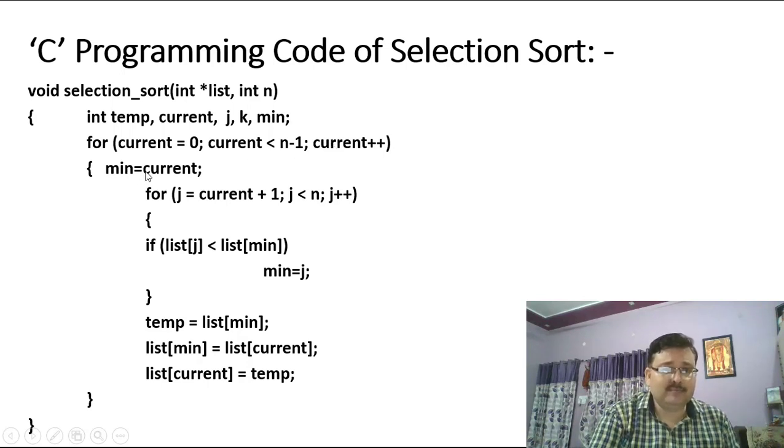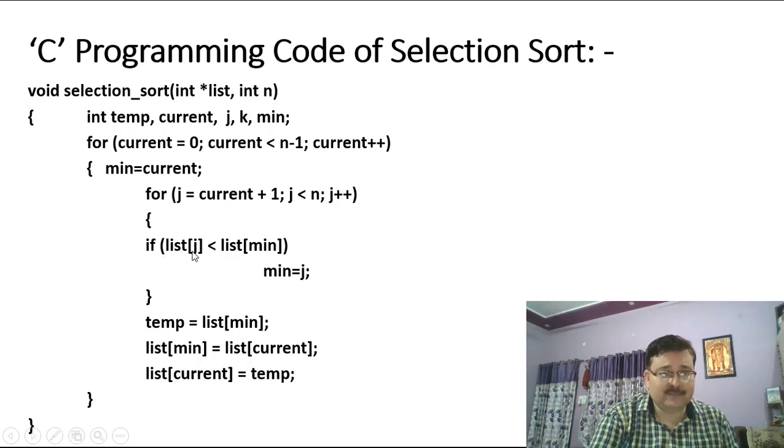Now minimum, in the starting we are taking the current value as minimum. The 0th position we are taking as minimum. For j is equal to current plus 1, that is the next element of the current value. It is less than n, that is the size of the array, then j plus plus. If the condition is true, suppose j is 1, n is 5, 1 is less than 5, yes, then execute this statement.